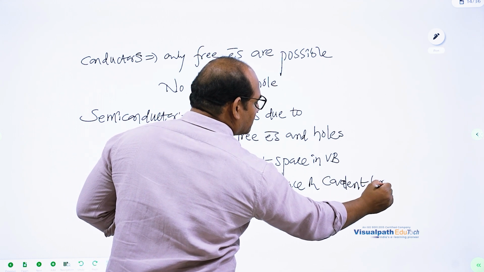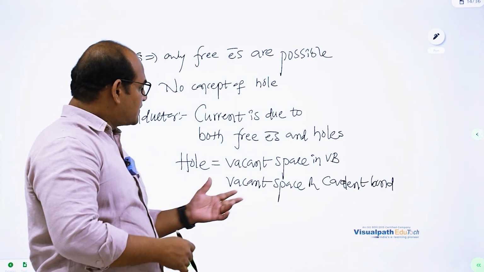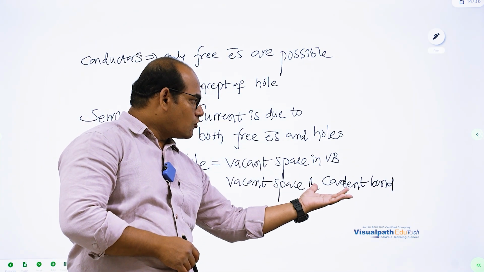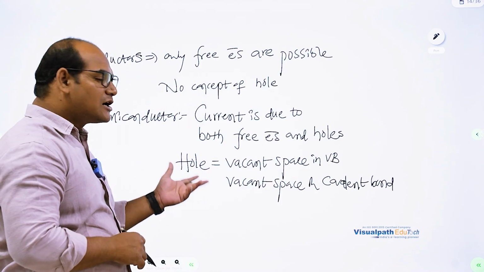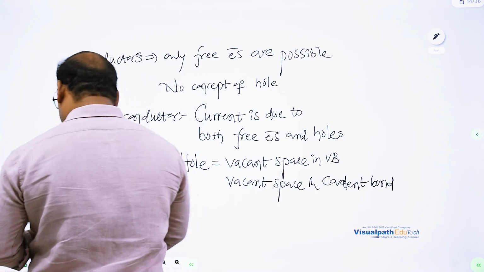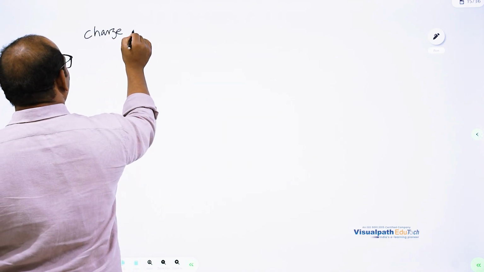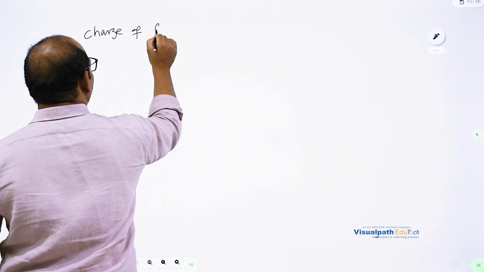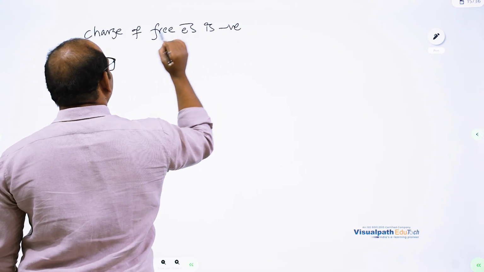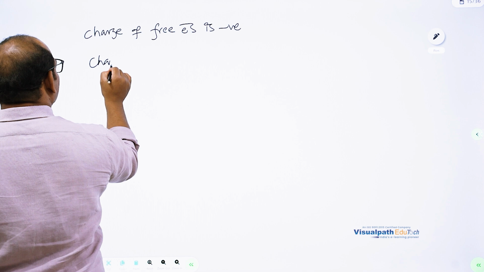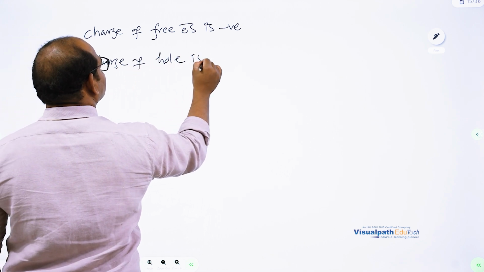Covalent bond is available among the silicon atoms of the silicon crystalline material. So whether it is a valency band or covalent bond, we can treat it like the same thing. So that vacant space is called hole. Now, what is the charge of the free electron? Is it positive or negative? Negative. Charge of free electron is negative. Charge of hole is positive.